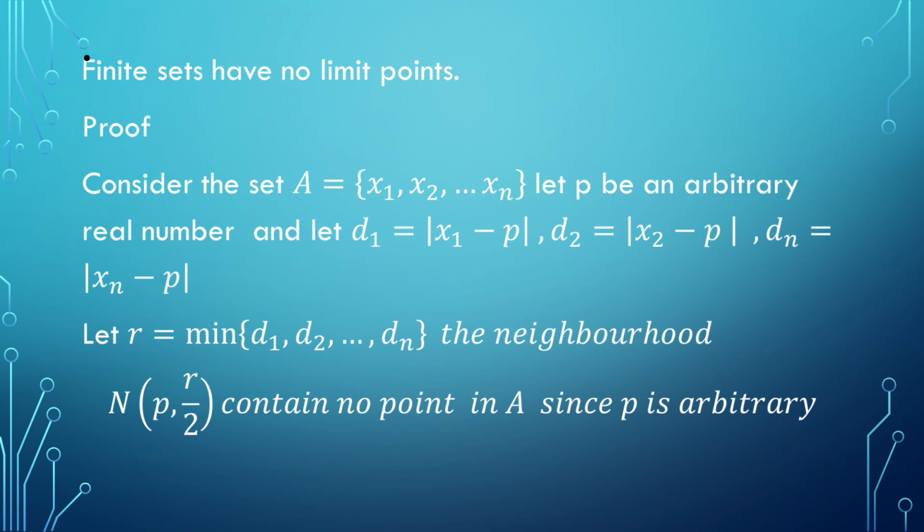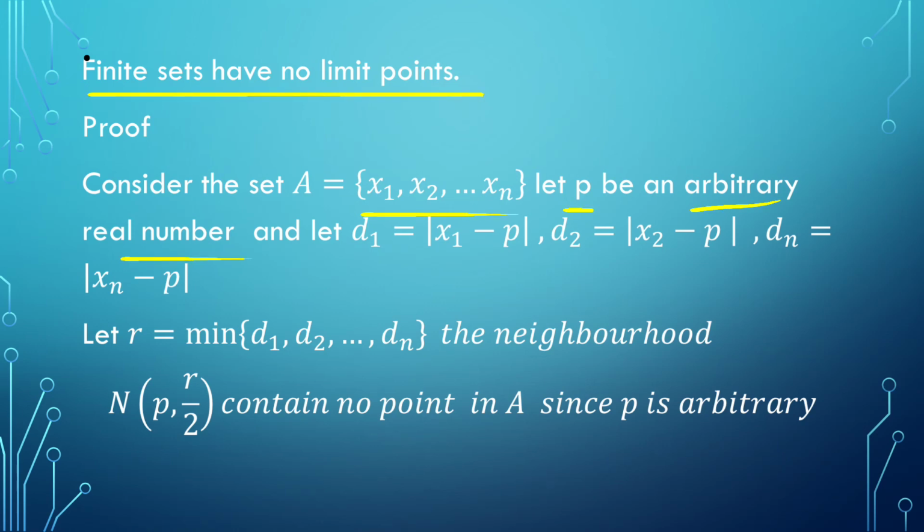Let's look at this theorem here. We state that finite sets have no limit points. We're saying finite sets have no limit points. So let's talk about finite sets having no limit points. Consider the set A here, which is a finite set, of course, and we let P be an arbitrary real number. We have a particular P.